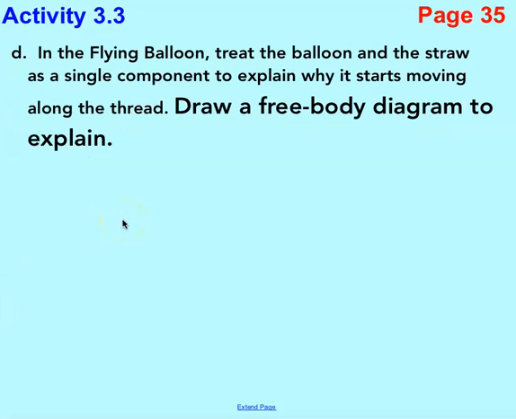And finally, letter D. This is your last free body diagram. So you should be on page 35 now. In the flying balloon, treat the balloon and the straw as a single component to explain why it starts moving along the thread. Again, you tape the straw to the balloon, so we're going to treat it as one. So go ahead, draw that rectangle, and you can label the rectangle balloon/straw.